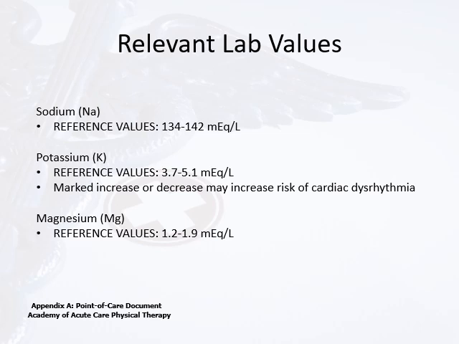Another electrolyte is magnesium, whose reference values are 1.2 to 1.9 milliequivalents per liter. Magnesium is another element that is involved in appropriate cardiac conduction, and significantly low levels of magnesium may predispose the patient to ventricular dysrhythmias. Additionally, as a side note, when patients have significantly low potassium and significantly low magnesium, repletion of potassium will not be corrected until their magnesium levels are brought back up.